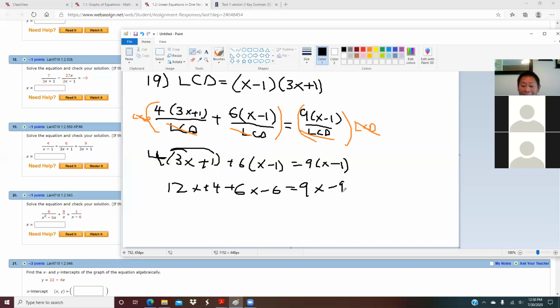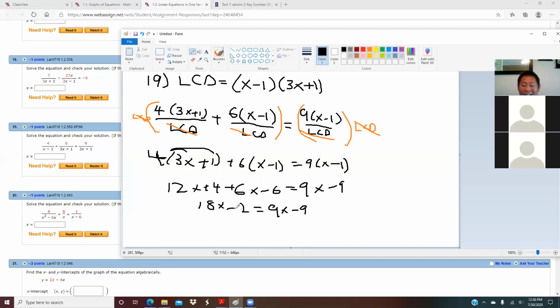And then I combine like terms on this. There's a lot of like terms here. So 12x plus 6x is 18x. And then 4 minus 6 is -2. Don't forget, this is a -2, not a +2. And then this is 9x minus 9.